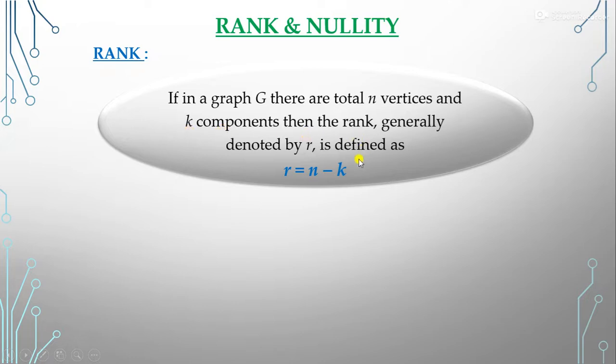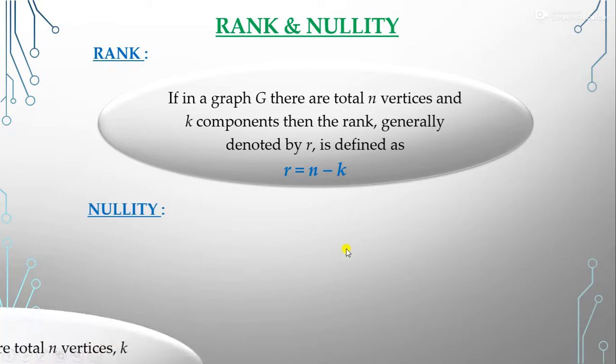Then the rank, generally denoted by r (small r), is defined as n minus k. N is the total number of vertices and k is the number of components of the graph. Here we talk about the disconnected graph, then it is n minus k.